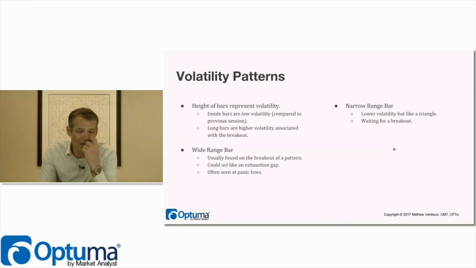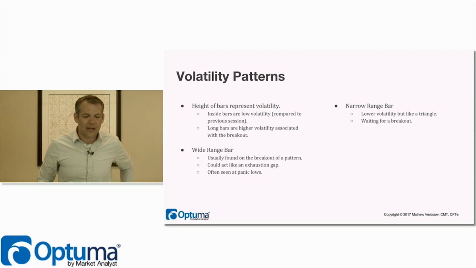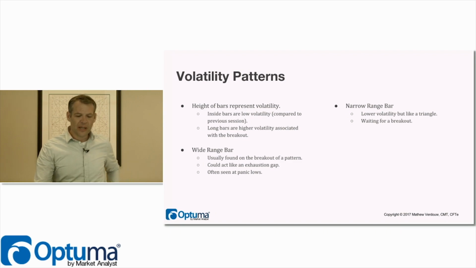Remembering we talked already about volatilities and long tall bars being really an indication that there's a lot of volatility going on in that security. Inside bars are low volatility. We're seeing a decrease in volatility as that's happening. Wide range bars are usually found on a breakout. So again, these big bars are found on breakouts.